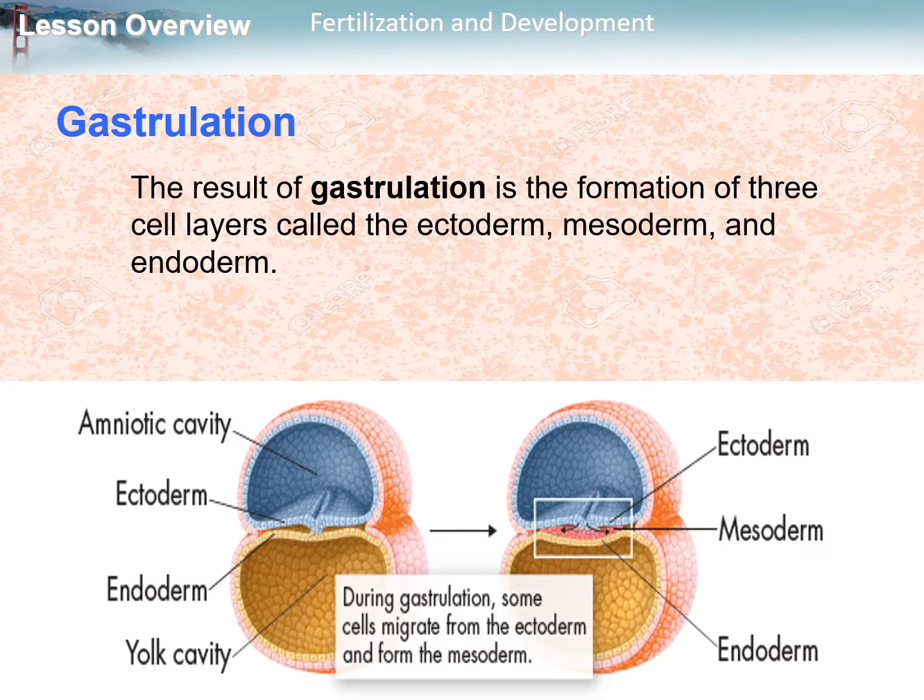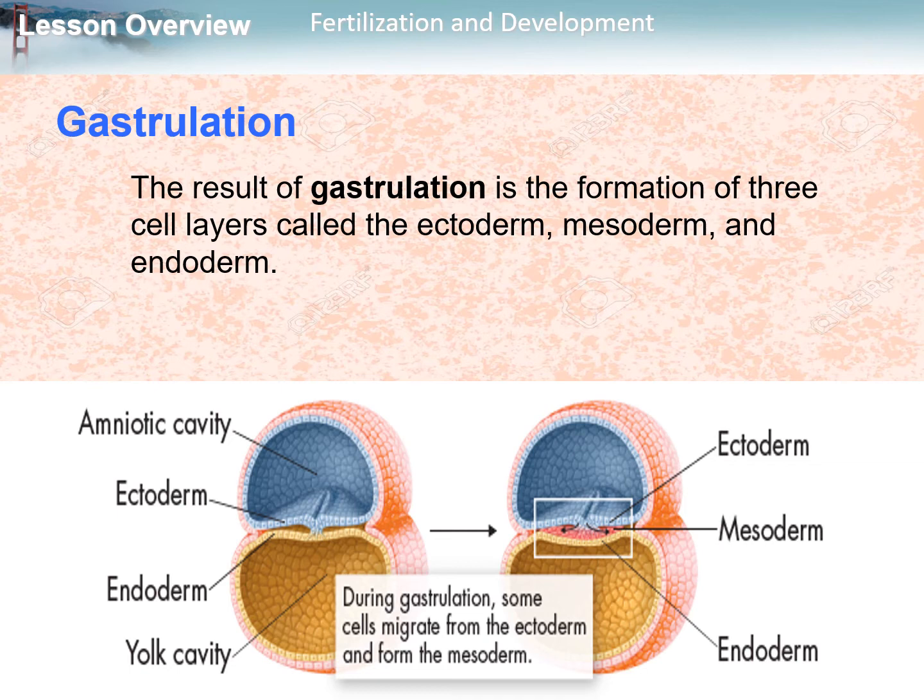So after the implantation, the three cell layers have been formed, and this is the result of the process gastrulation. The three cell layers are called ectoderm, mesoderm, and endoderm. If we look at the figure at the bottom, the ectoderm and endoderm form first here at the middle. Then the mesoderm is produced by a process of cell migration shown in the figure.